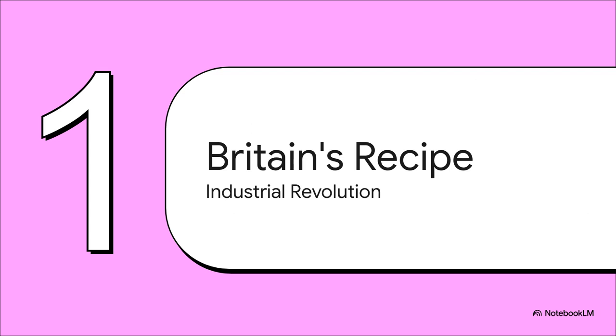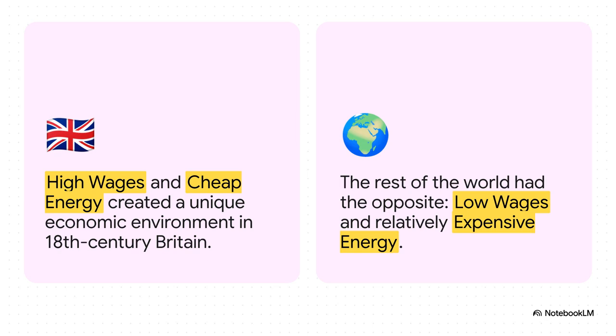So, to understand how that massive reversal happened, we have to start our story in one particular place, 18th century Britain. Because this is where a very unique, and you could even say almost accidental, recipe for creating wealth was first cooked up, and it would change everything. So what was so special about Britain? Well, it came down to this bizarre economic environment that just didn't exist anywhere else on Earth.